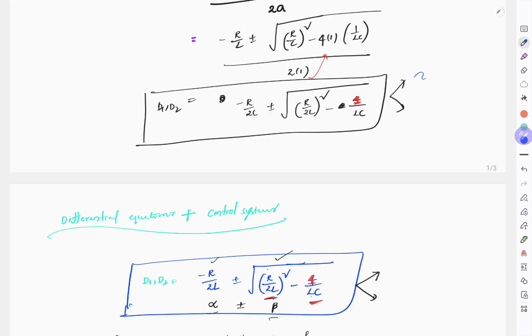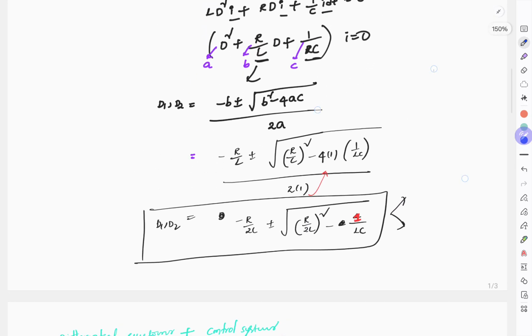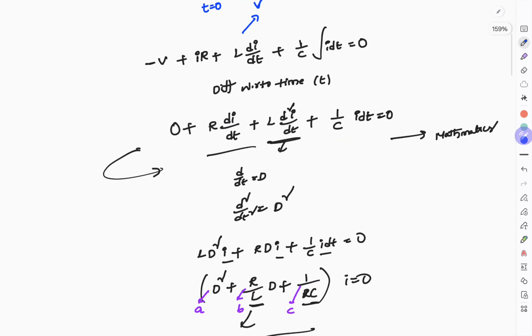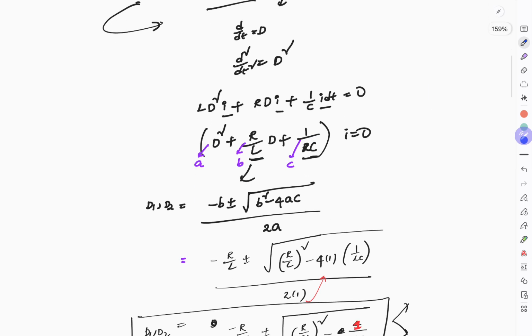But suppose, if you compare the final equation here, omega n square with s square plus 2 zeta omega n s plus omega n square, then omega n square can be equal to 1 by LC, right? Then omega n equals 1 by root LC.